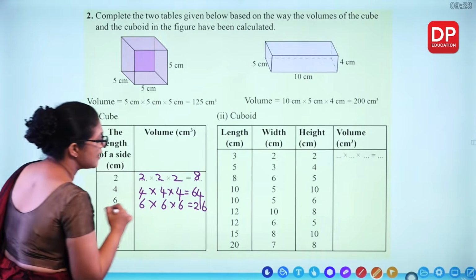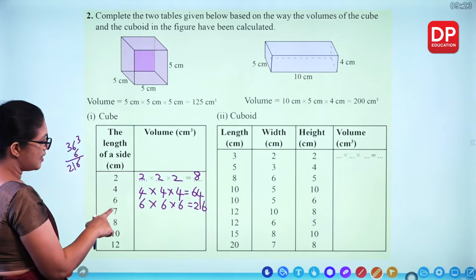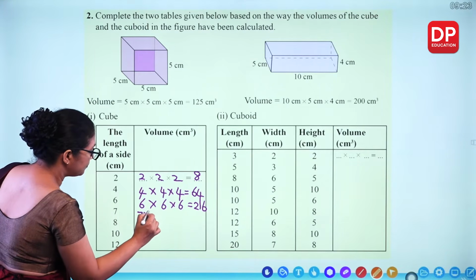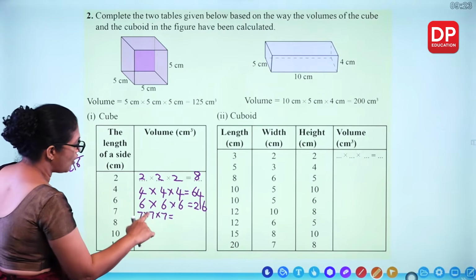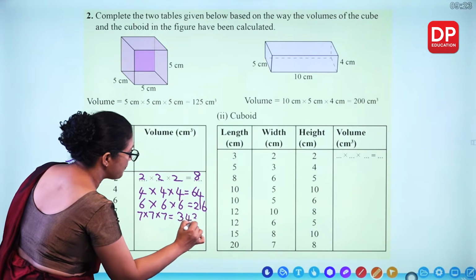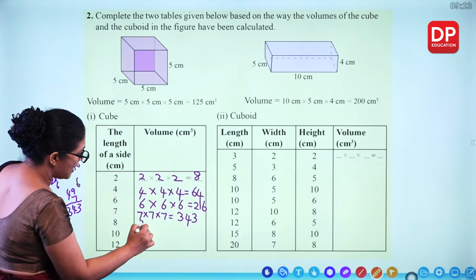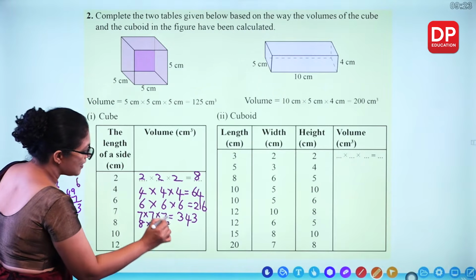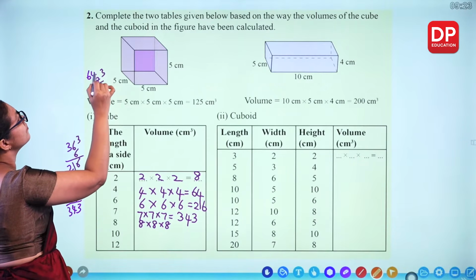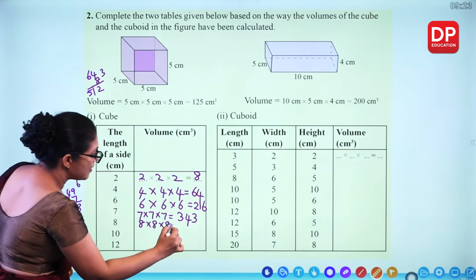216 cubic centimeters. Here, this means power 3. 7 times 7 times 7. 49 into 7. 4 times 7, 28. 28 and 6, 34. So 343. 8 times 8 times 8. 64 times 8. 512.